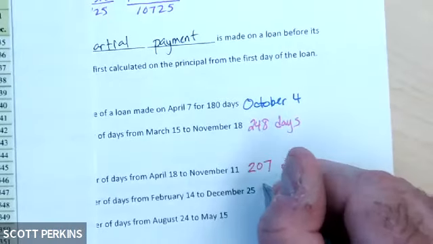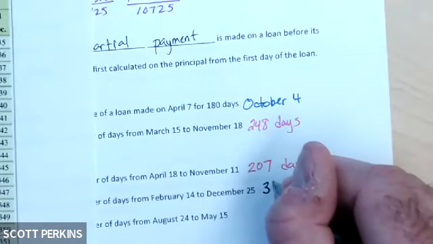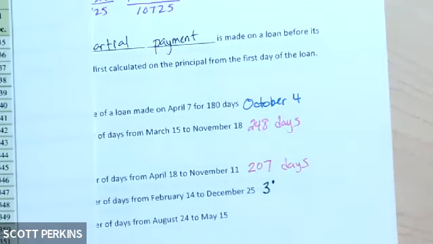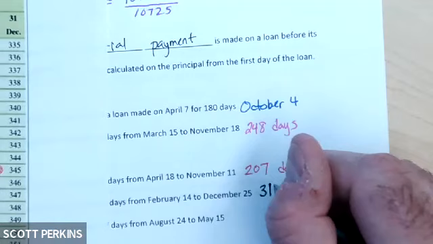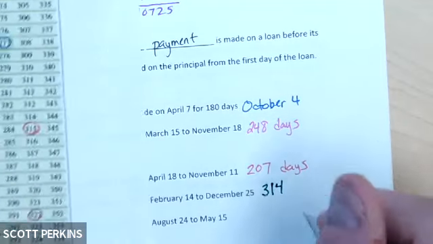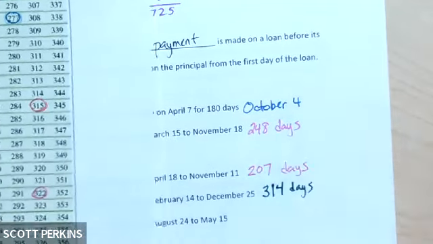Was it 45? Exactly, that's what I said. 359 minus 45 is 314 days. Yes, great job.